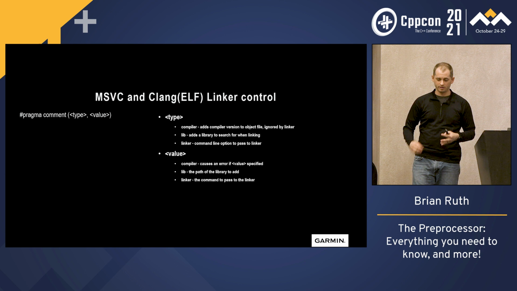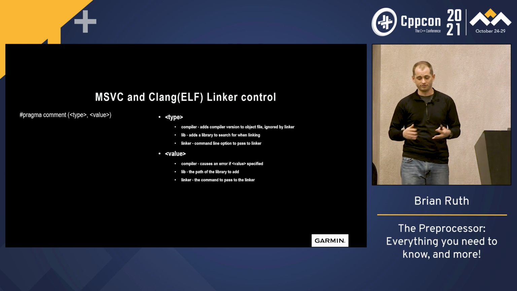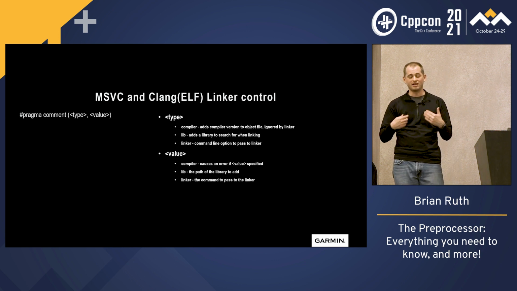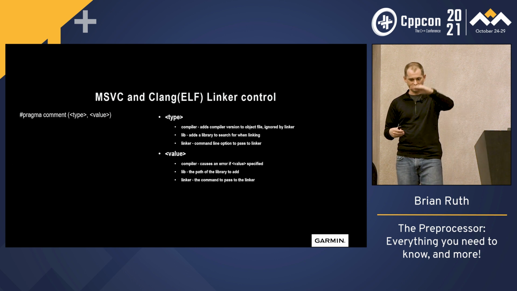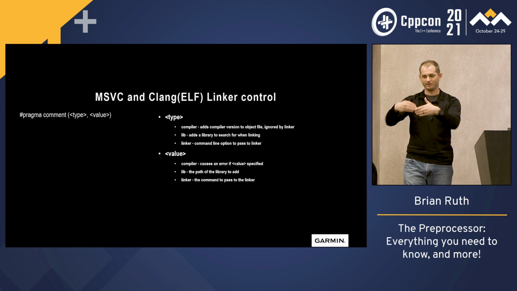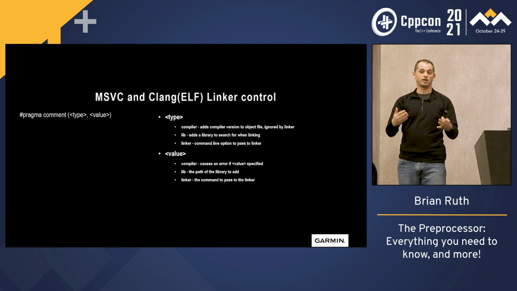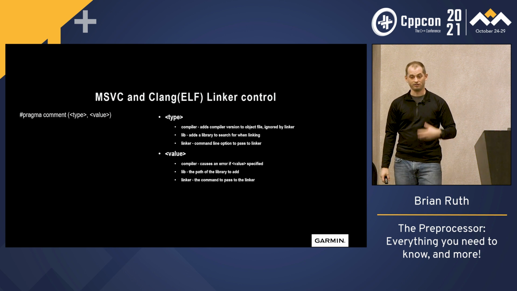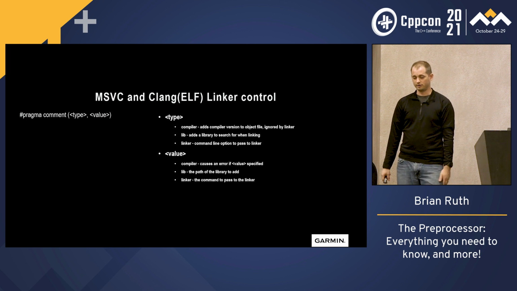So your type, if you have a compiler, it just adds the compiler version to the object file. It doesn't really do anything. If you have the lib, this actually adds a library to the search path when linking. So it's going to take a look at the files that you're trying to link, and if it can't find it, this actually adds an additional file via code to say, hey, there's this additional file that you might want to check for linking against. You can also change the linker arguments for this particular file by passing linker command line arguments to this Pragma comment.